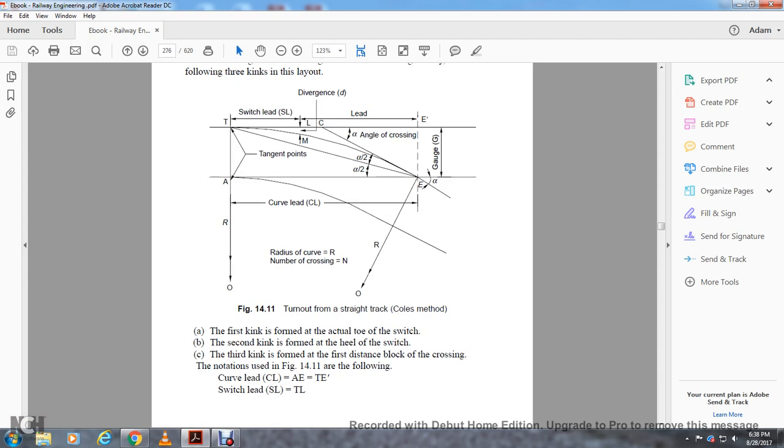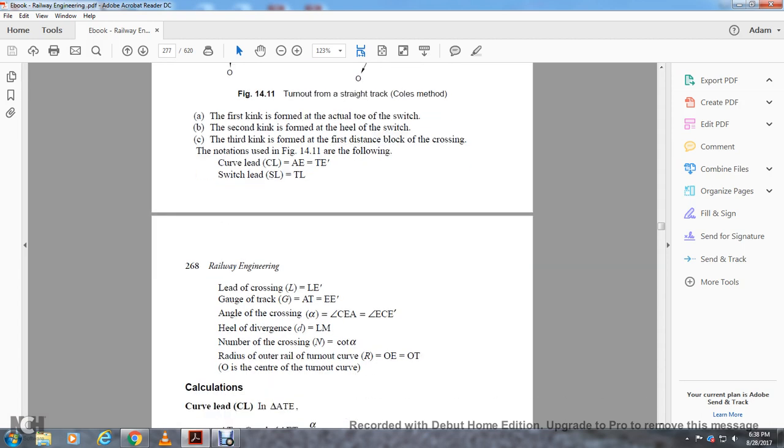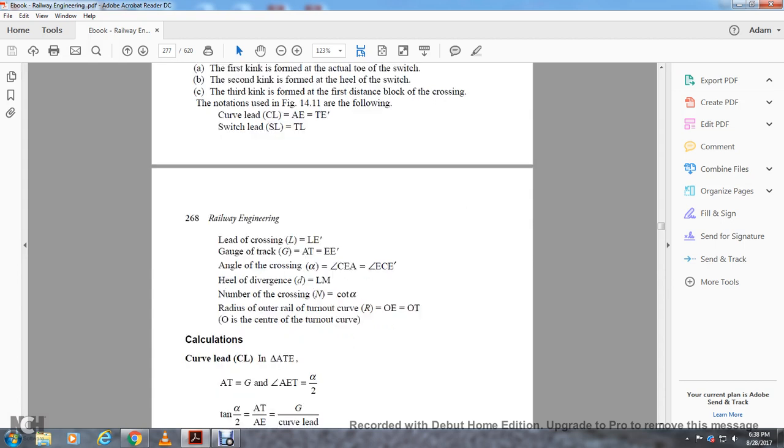The notation in figure 14 is as follows. Curved lead CL equals the distance from the theoretical toe to the crossing, and the switch lead SL equals TL. Lead of crossing L equals LE. Gauge of the track G equals AT equals EE. The angle of crossing A equals angle ECE. Heel divergence D equals LM. Number of the crossing N equals the cotangent of A. The radius of the outer rail curve, R, is equal to OE, equal to OT. O is the center of the turnout curve.